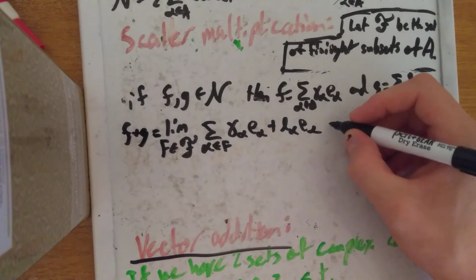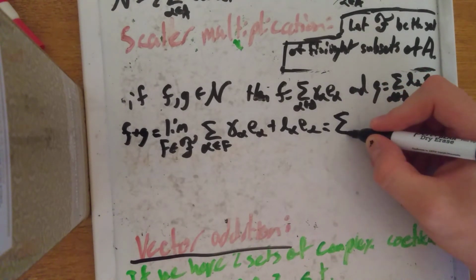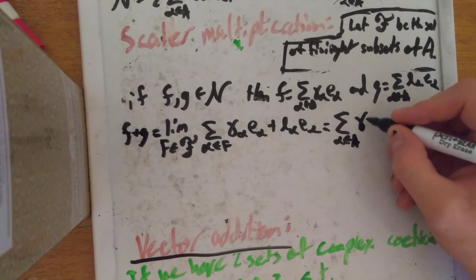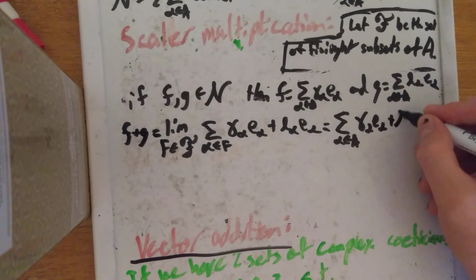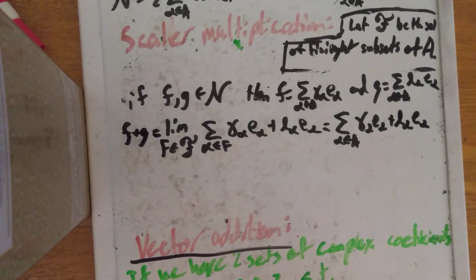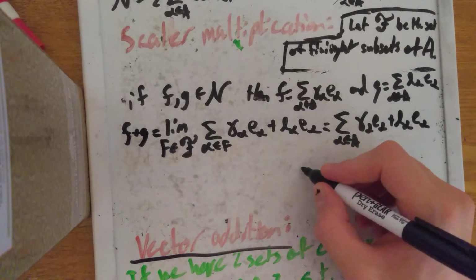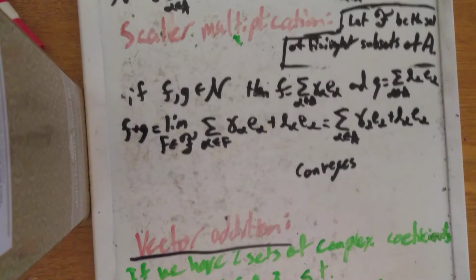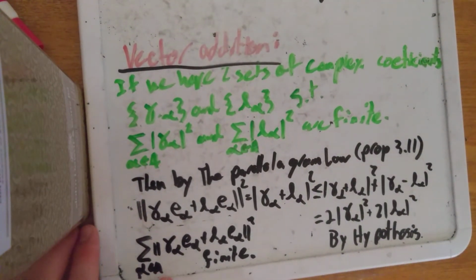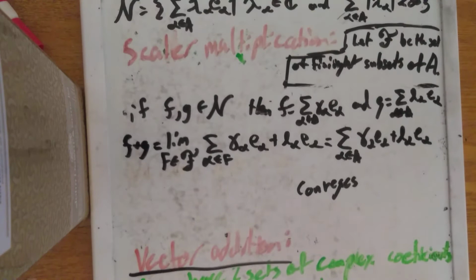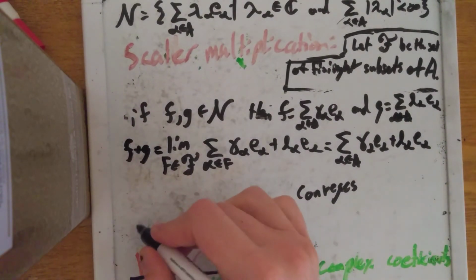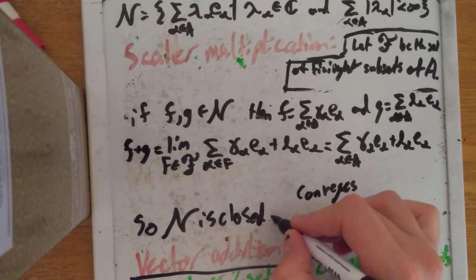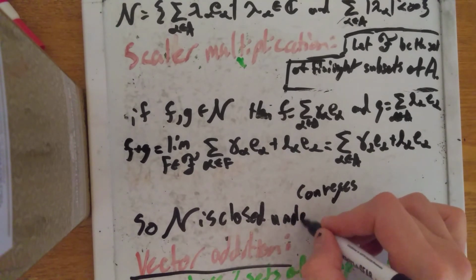But this is by definition just the sum, alpha in A, of this inside here: gamma sub alpha E sub alpha plus L sub alpha E sub alpha, which we get converges. By our argument below, we get that the sum of the norm squared is finite. So this one here is convergent, so N is closed under addition.